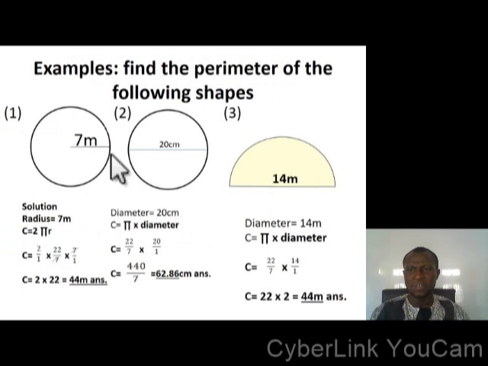So here we have the circle with a radius. Here we have a circle with diameter. Here we have a semicircle with diameter. Let's solve the first one. The radius is given to us as 7 meters, as you can see here. Then the formula for calculating the circumference of the circle when radius is given is 2 pi r. So let's demonstrate it here now.